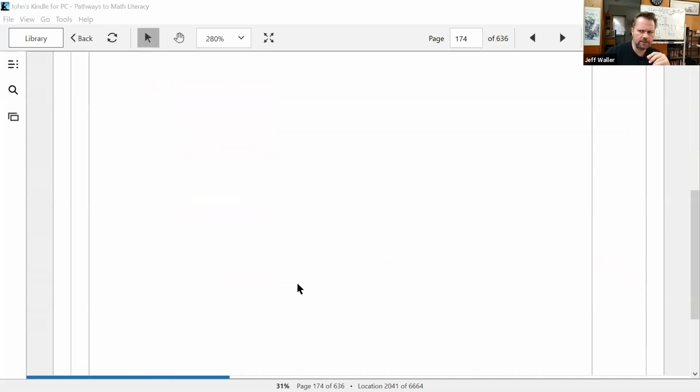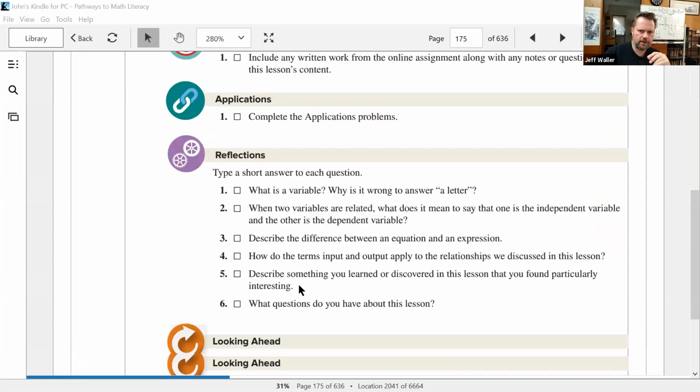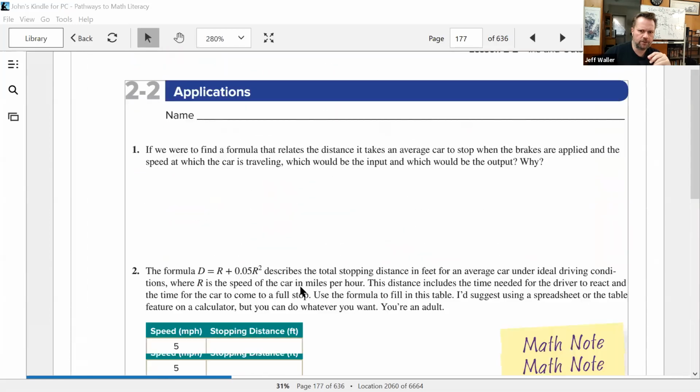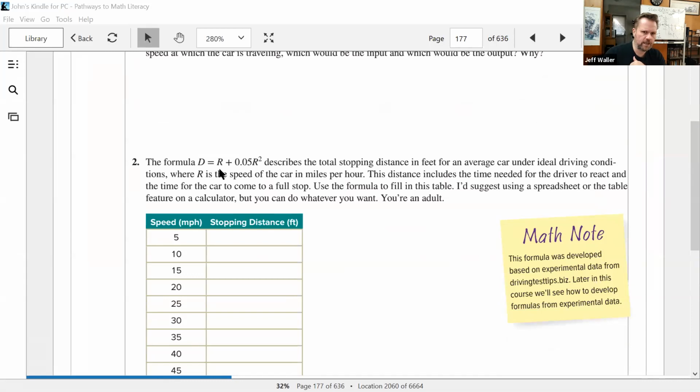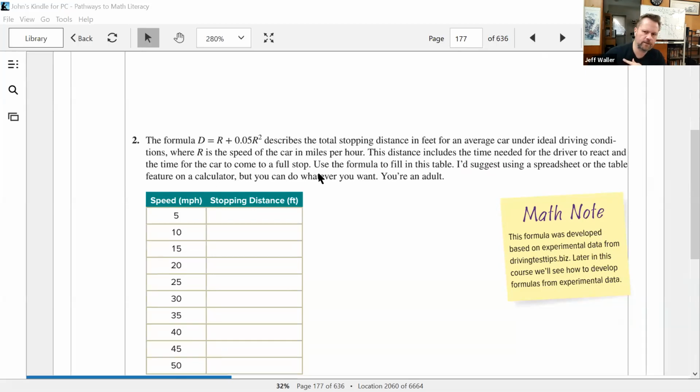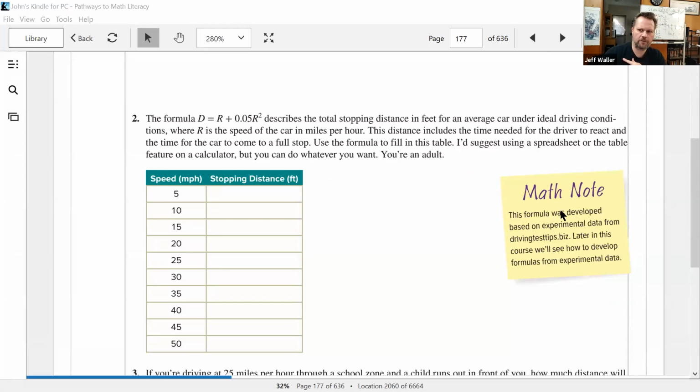All right, so let's take a look at the actual homework, just so you don't freak out about what this could look like. Number one's more of a conceptual problem. Number two, they actually give you the formula. So this is for a certain type of car. Different cars have different stopping distances with different tires and all this kind of stuff. But this is a general formula right here that tells you a little bit about it based on experimental data. It would be interesting to see what kind of car they used, right?